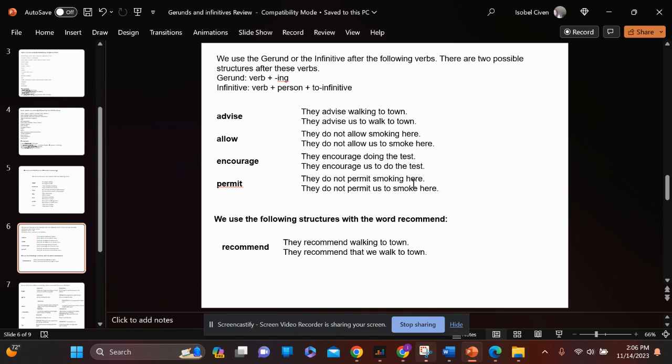Permit: they do not permit smoking here. They do not permit us to smoke here. However, we use the following structure with the verb recommend. They recommend walking to town versus they recommend that we walk to town.